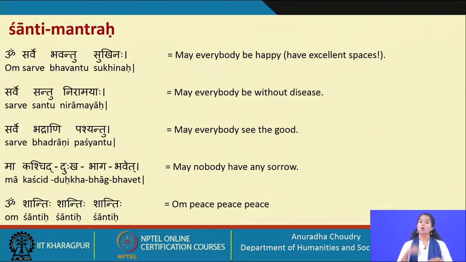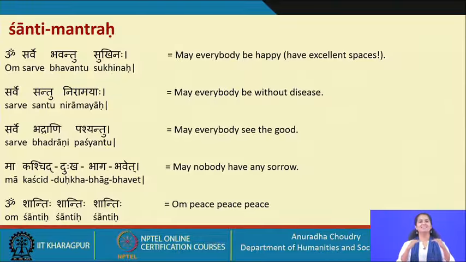Sarve Santu Niramayaha, without any disease. So remove all the crinkles of your aura. Sarve Bhadrani Pashyantu. May everybody see the good. And since it's hard to show the good, you have to reflect it in your eyes. Bhadrani Pashyantu. Ma Kaschid Dukkha Bhag Bhavet. Let nobody have any kind of sorrow. So you end with a smile.